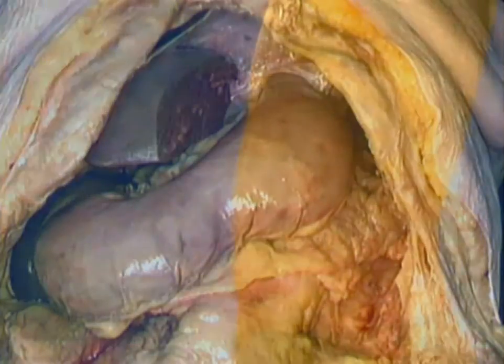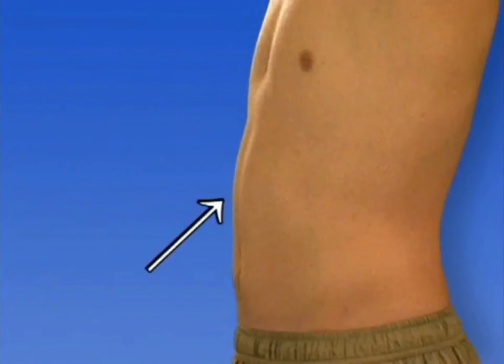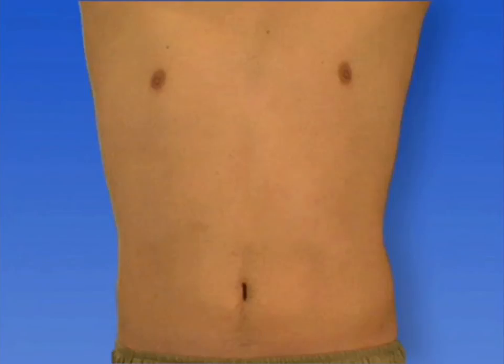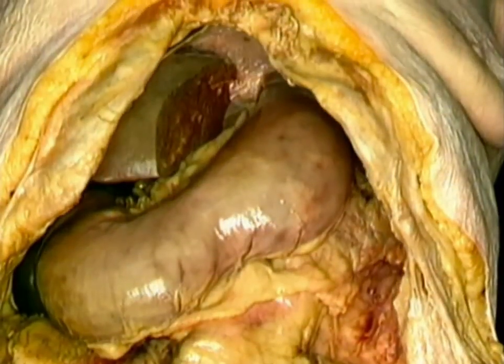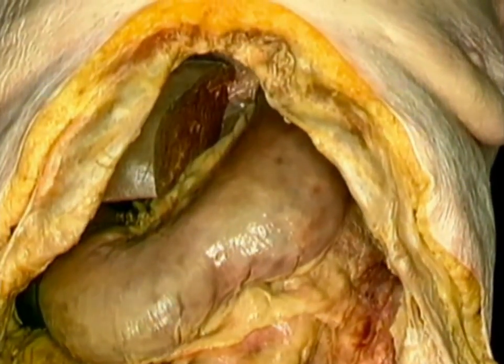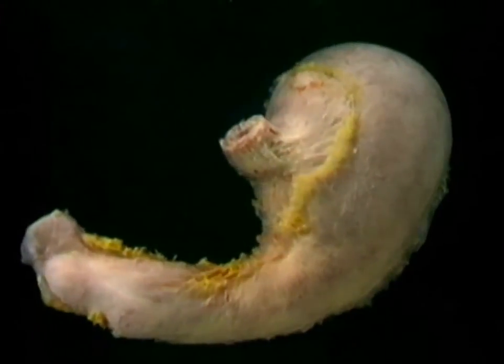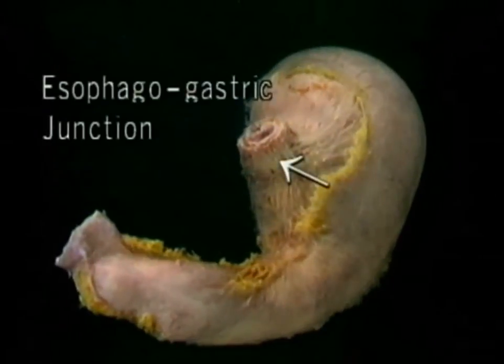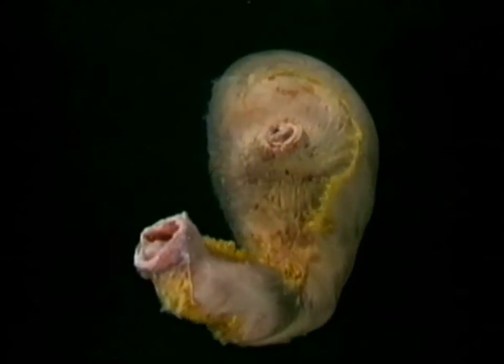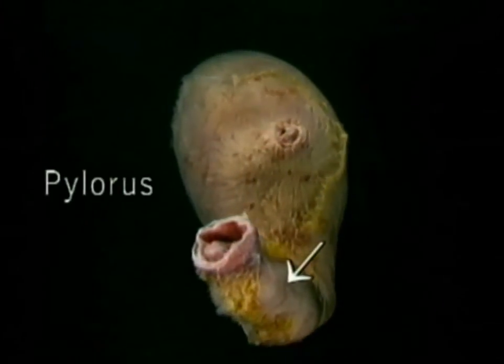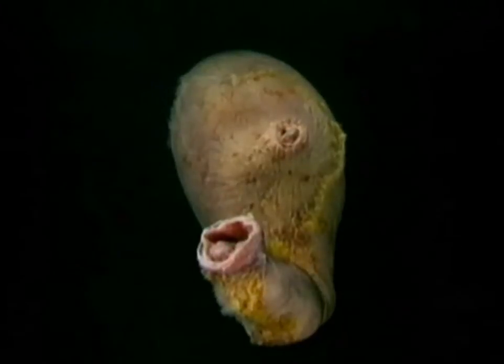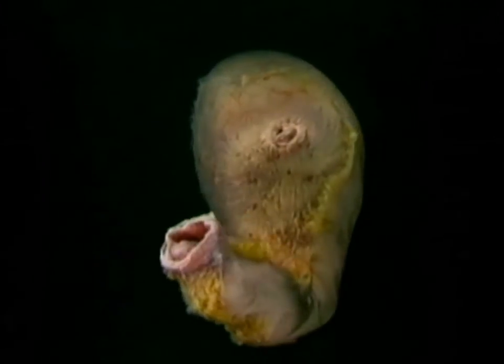In this view, we're looking up at the stomach from about this angle. Much of the stomach lies above the level of the costal margin, which is here. To get a more complete view of the stomach, we'll look at it in isolation. Here's the way in, the esophagogastric junction. Here's the way out, the pylorus, which leads to the first part of the small intestine, the duodenum.